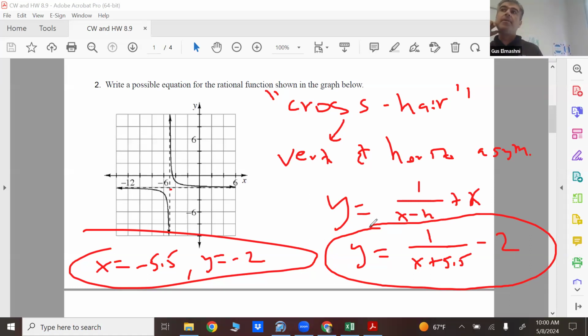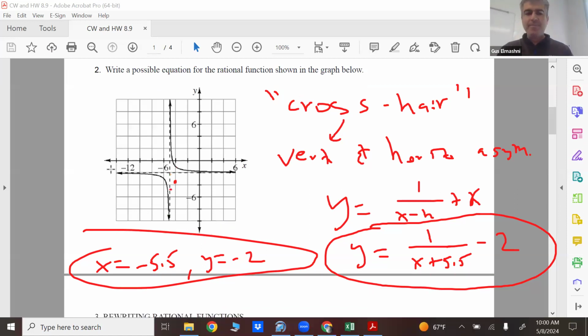Sorry, is the numerator always 1? Not technically, no. You should be given a point on the graph and you have to test it out and solve for A, like we did for some other problems in the past with polynomial functions. But in this case, they didn't give us an extra point, so they're assuming it's 1. I'll tell you if it's 1, or if it's not, then I'll say you have to solve for A. They said possible equation, so yeah, it's possible.